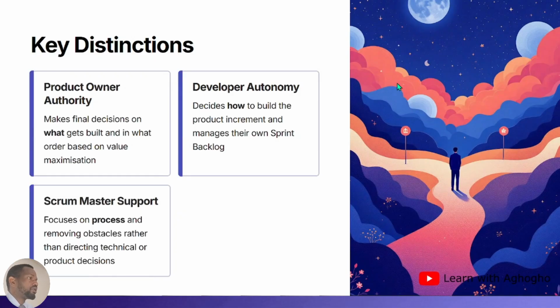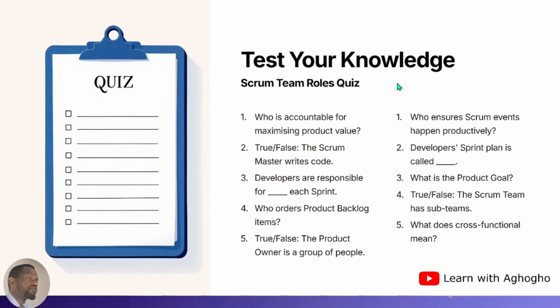Key distinction: the product owner has the authority to make the final decision on what gets built and in what order, based on value maximization, while the developers decide how to build the product increment and make their own sprint backlog. The Scrum Master supports focus on process, removing obstacles, rather than directing technical or production decisions. So they are not involved.